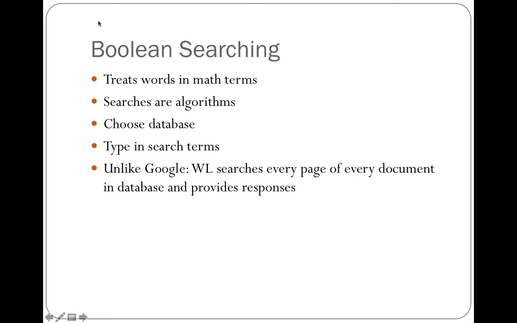Okay, so we're going to be doing our Boolean searching. We're using these words as math terms, and think of "and" as plus, right? You choose your database or your source, then you type in your search terms, also known as a search query. Westlaw will search every word of every document in this source that we've chosen and give any matching results.